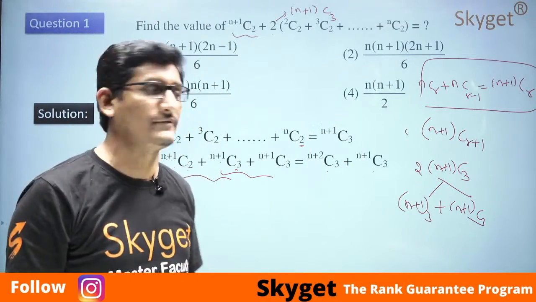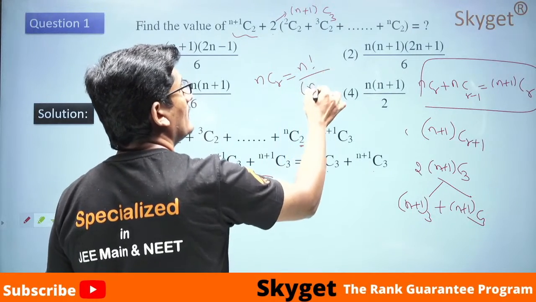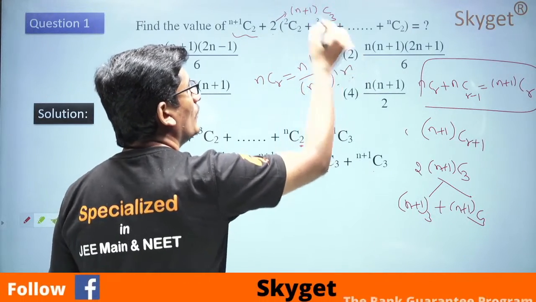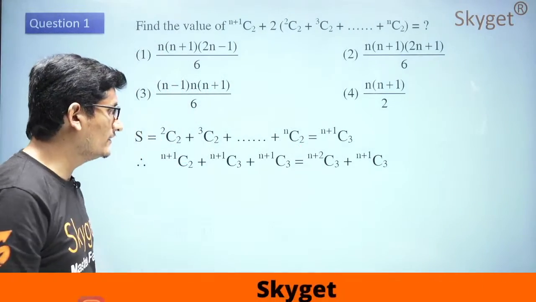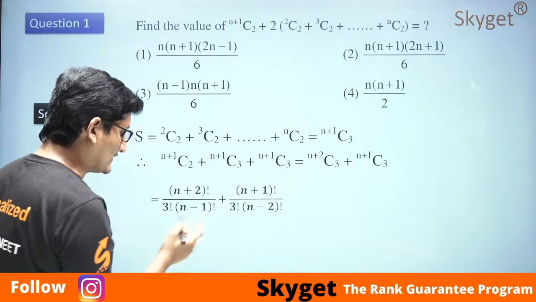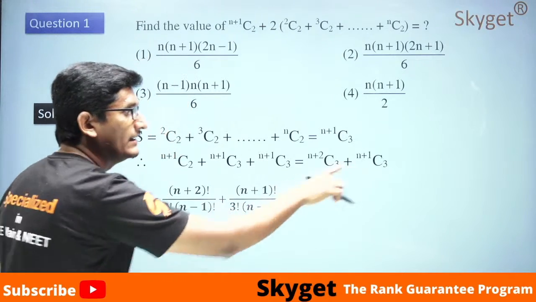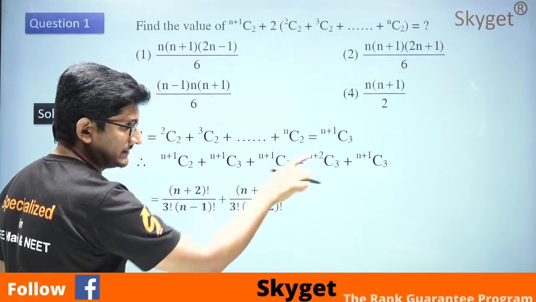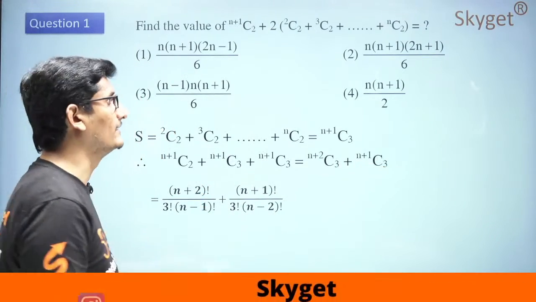Now, apply the combination formula. So what is the combination formula? nCr is equal to n factorial by n minus r factorial into r factorial. This formula we have to use here. So now see here, n plus 2 factorial by n plus 2 minus 3, that is n minus 1 factorial, into 3 factorial, plus n plus 1 factorial by 3 factorial into n plus 1 minus 3, that is n minus 2 factorial. Now we have to simplify this one, students.